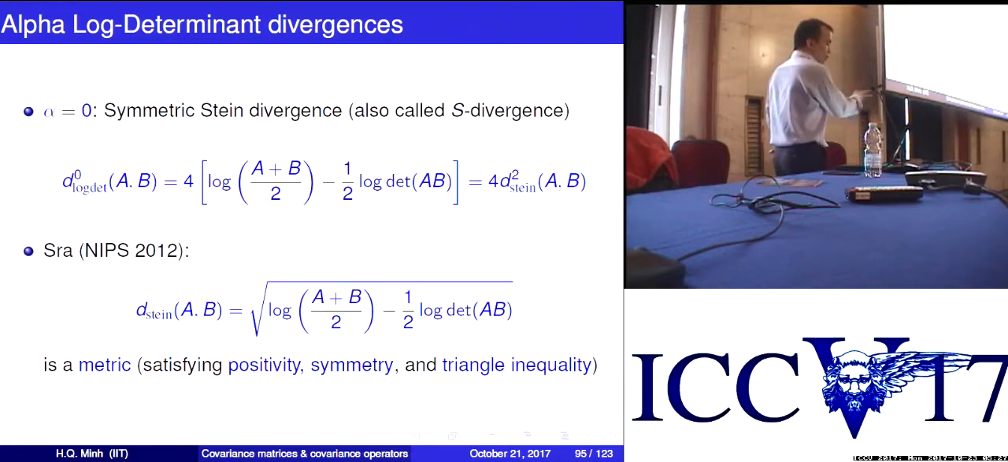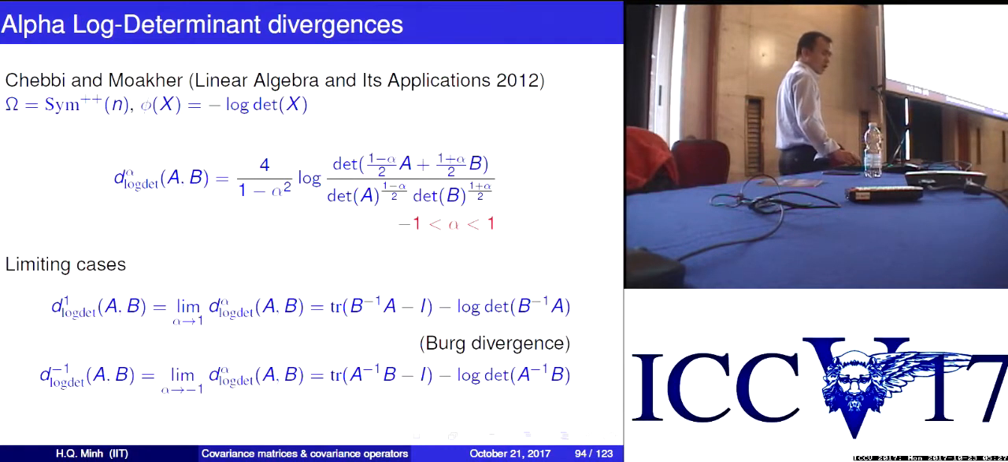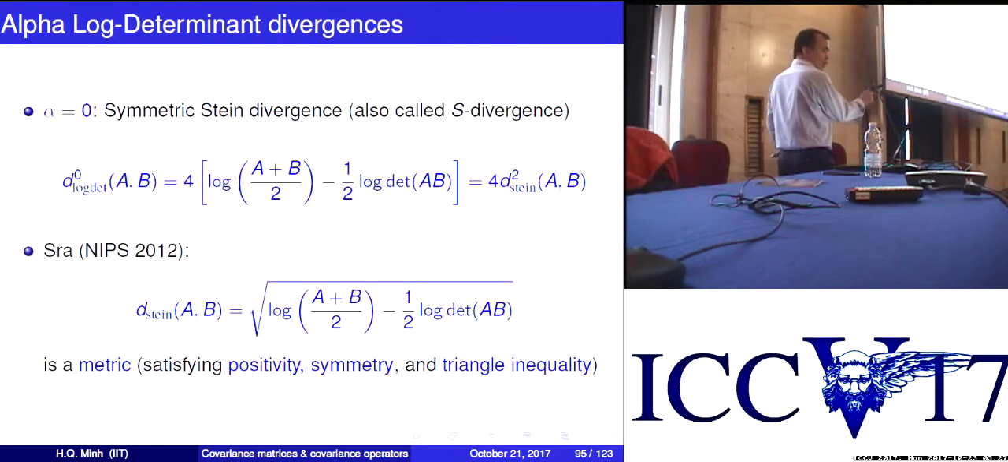Now, Sra in 2012 showed that, well, he didn't consider the general formula here. What he considered is one fourth of this formula: log det of (A plus B) over 2 minus a half log det of AB. This is a very famous formula. Sra in 2012 showed that the square root of this quantity is actually a metric. So it's positive and symmetric and it satisfies the triangle inequality.